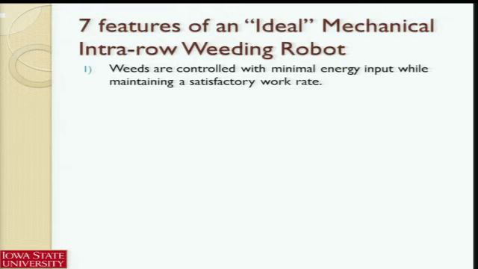After reading through lots of literature, and after some years of thinking about what would be the ideal mechanical inter-row weeding robot, what are the features I would like to have for this type of robot to work? I summarized them, and I'm sharing them with you right now. So first, I think the weeds are controlled with minimal energy input while maintaining a satisfactory work rate. So the energy consumption is there.